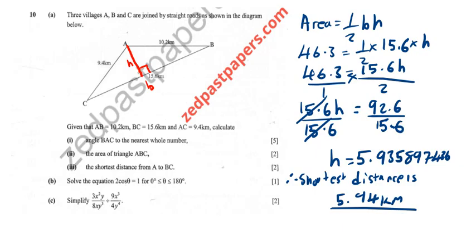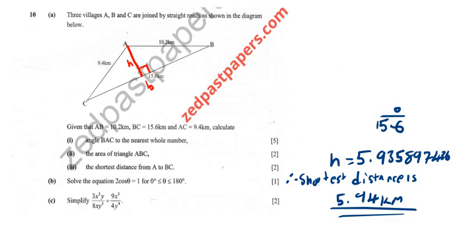Now the last question, which is B, you can solve it by pausing the video, try it by yourself, and afterwards you compare the answers. So we are solving the equation 2 cos theta equals 1, in the range of 0 degrees less than or equal to theta less than or equal to 180 degrees, like that.